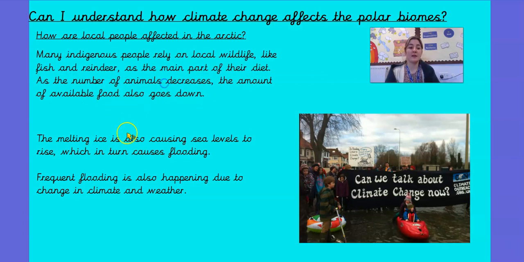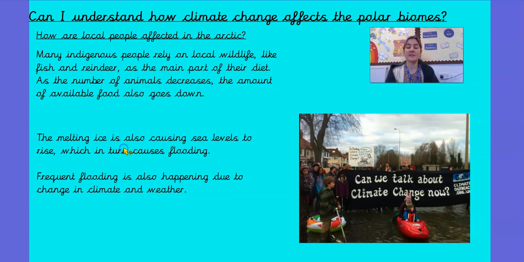Now, the melting ice from the polar biomes is not just having an effect on the people that are there and the animals that are there, it's also causing sea levels to rise. So if you think, if you've got a glass of water and your ice is melting, it means that the water in your glass, if you don't drink it, is going to go up. And you're going to have more water in that glass because the ice is melted. So the same applies to the sea. If the ice is melting in the North Pole and the South Pole, then you're going to have more water in the sea. And this causes flooding.